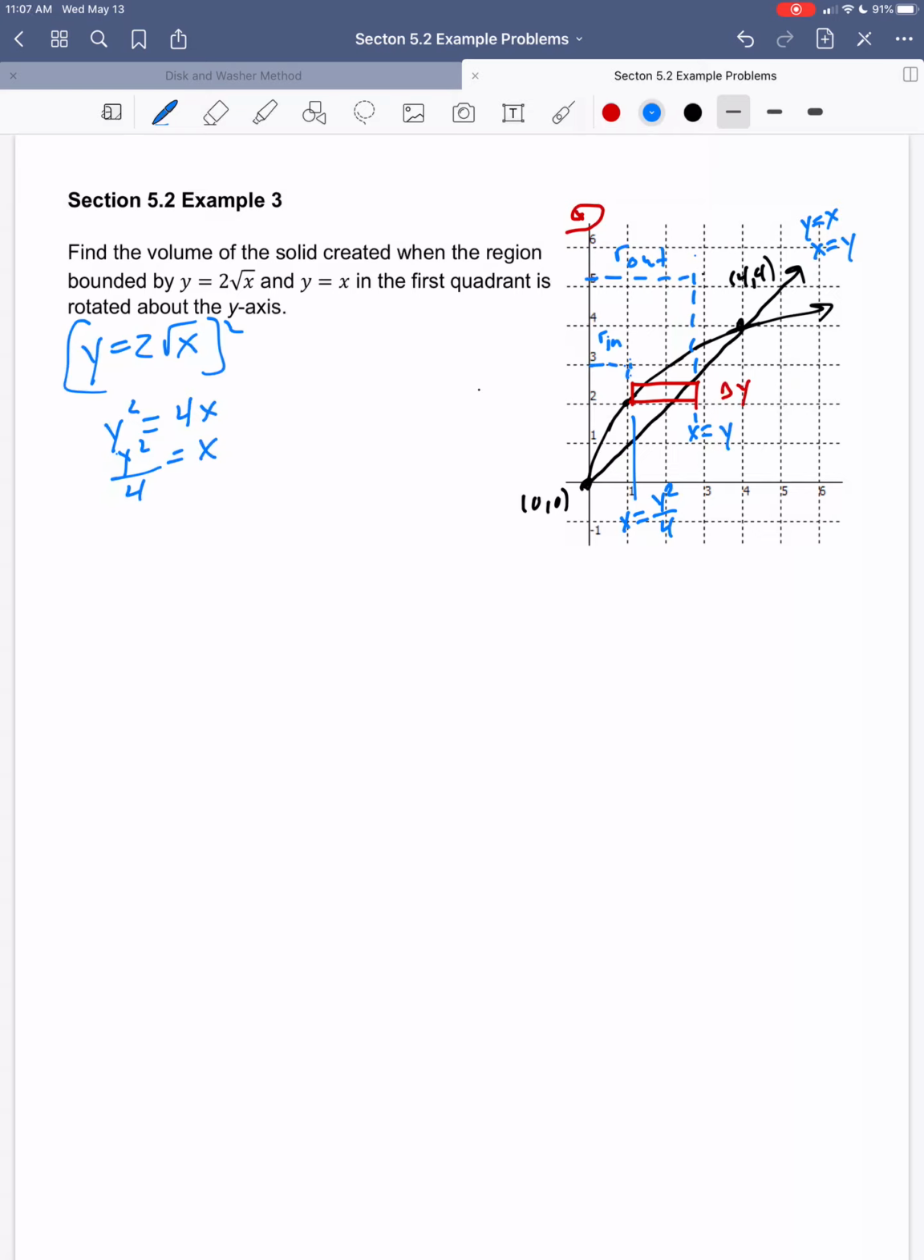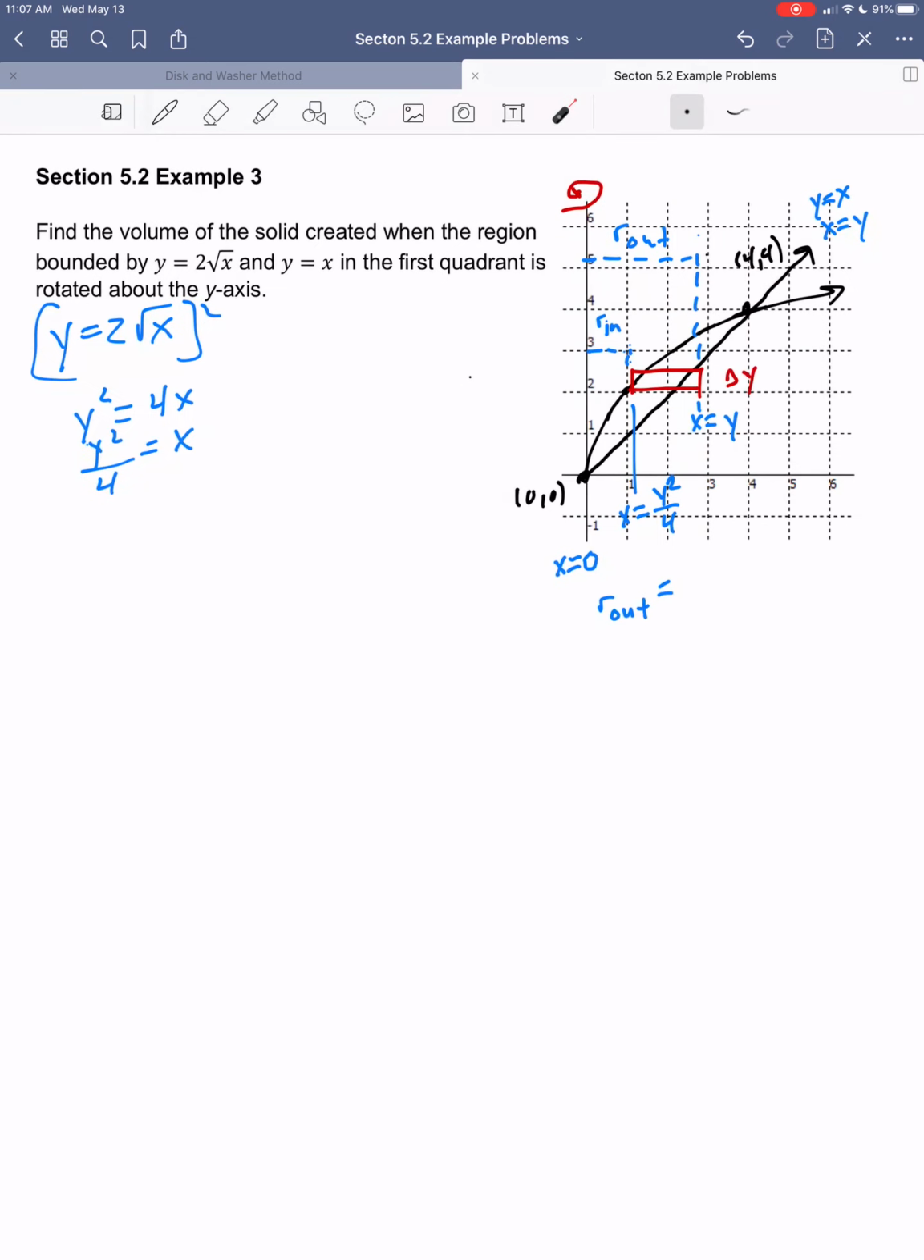Okay. So to find this outer radius and the inner radius, again, the y-axis has equation x equals 0. To find my outer radius, I'm going from this edge of the rectangle that's on the line all the way to this axis here. So the x-coordinate on this end of the rectangle is y. The x-coordinate of the axis is 0. So my outer radius is just going to be y minus 0, which is just y.